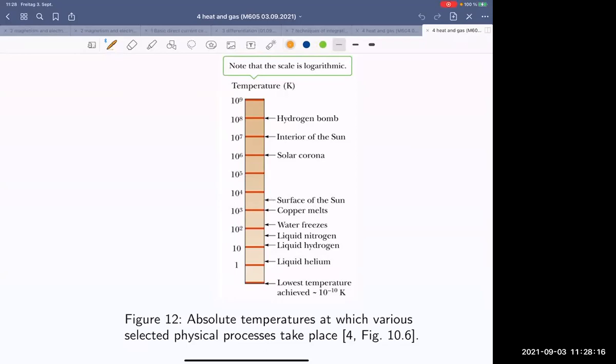And you may ask me, how could the physicists or the scientists say the surface of the sun has a temperature of 5,000 or 6,000 degrees Kelvin? You may ask me the reason.